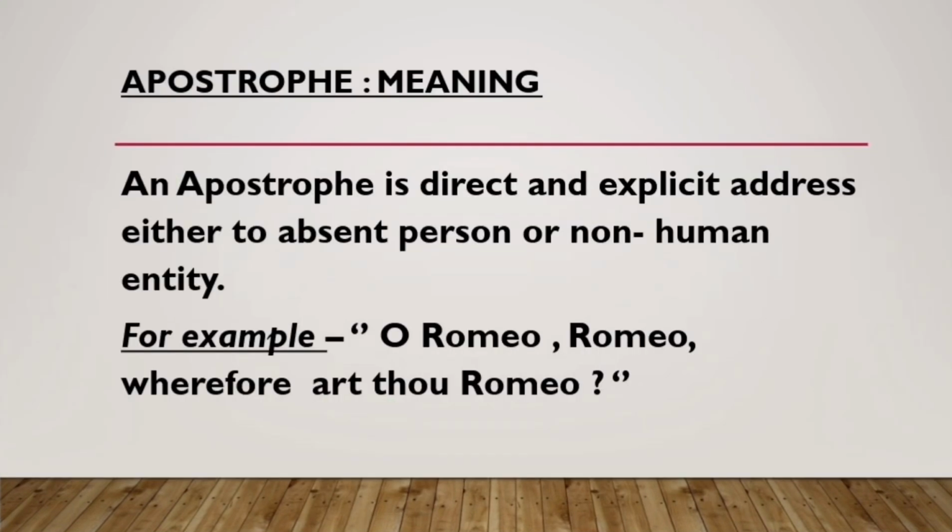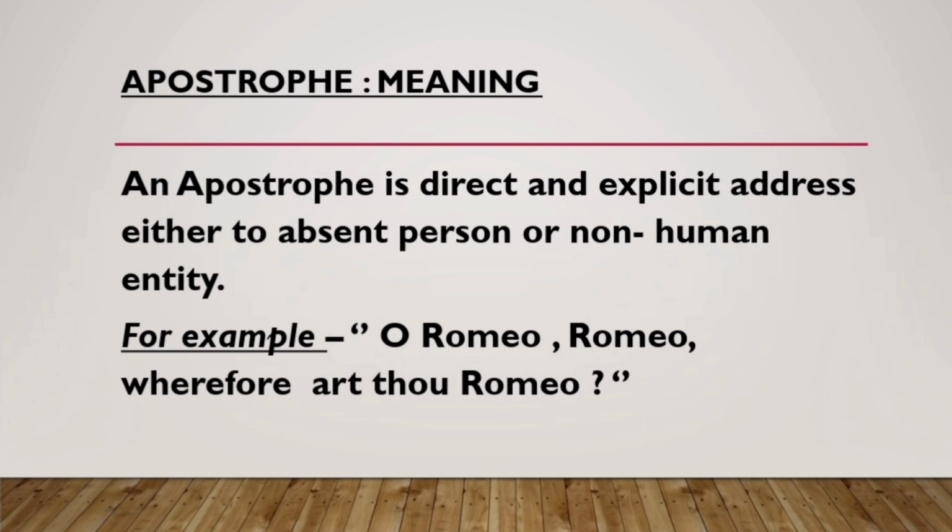Let us now understand what apostrophe means in the context of literature. An apostrophe is a direct and explicit address either to an absent person or a non-human entity. Explicitly means very clearly, therefore leaving no room for doubt. So it is a literary device in which we address an absent person or a non-human category, and the way we use this technique to address is very direct and clear, leaving no room for doubt. Here we are addressing in oral or written form. To whom are we addressing? To an absent person or to a non-human entity.